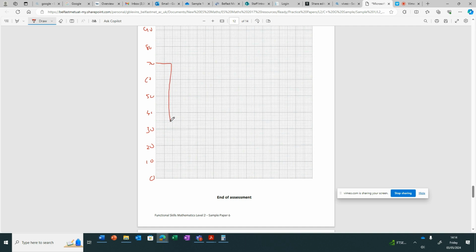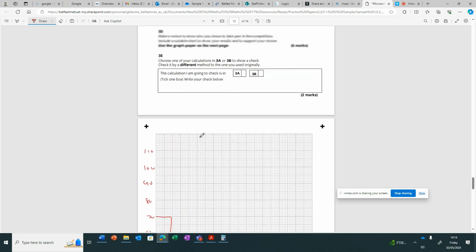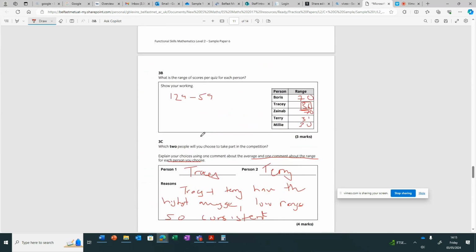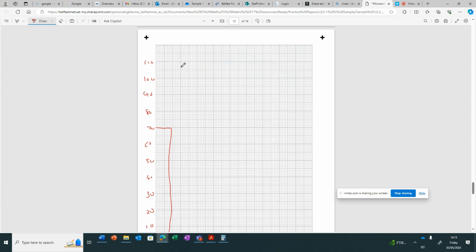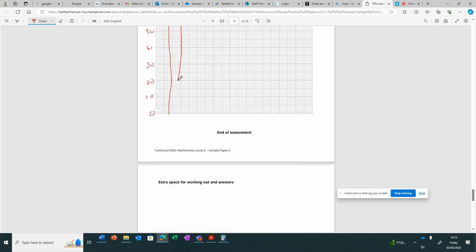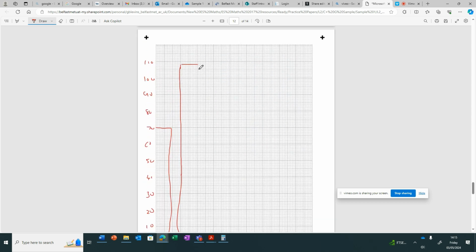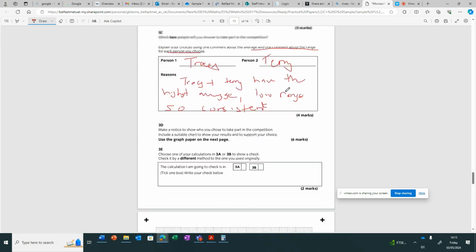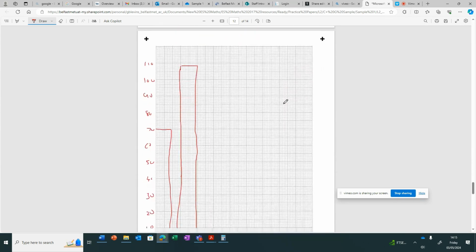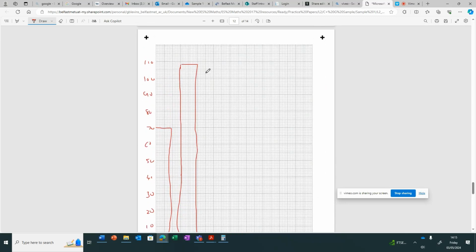Next person is Tracy, 108. So there's 100, 110, so 108 is about here. Give her a couple of lines and draw your bars as best you can. Make sure to use a ruler in the exam. Up again, who we got? Sinab, 104. So there's 104 there. Draw her in as best you can.